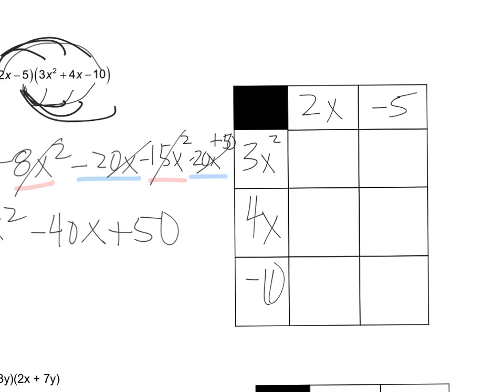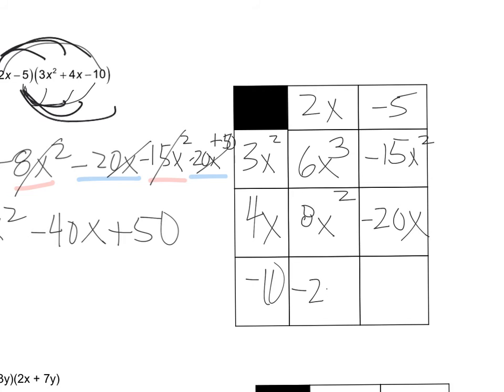So first ones I'll do these two. 3x squared times 2x will give us 6x cubed. Then I'm going to go 3x times negative 5, which will give us negative 15x squared. And then I'm going to do the 4x times a 2x, and that would be an 8x squared. Remember, it really doesn't matter what order you do it in, as long as you do all of them. 4x times a negative 5 would be negative 20x. And then I'm going to do the negative 10 times the 2x, which gives us negative 20x. And then I'm going to do the last terms, negative 10 times negative 5 gives us positive 50.